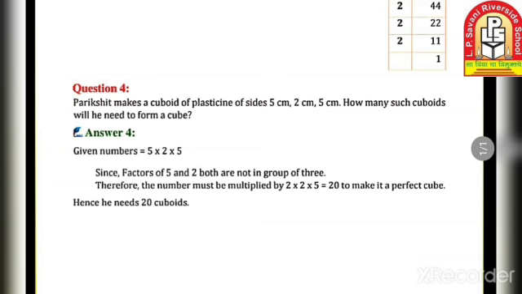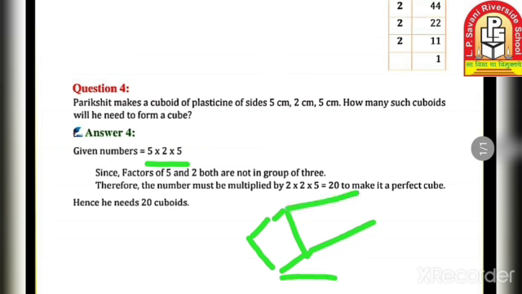In question number 4, Parikshit makes a cuboid of plastic with sides 5 centimeter, 2 centimeter, and 5 centimeter. How many such cuboids will he need to form a cube? So here we have to make a cuboid 5 multiplied by 2 multiplied by 5. You all know how we can draw the cuboid. First of all, draw the rectangle, then draw this kind of cuboid. Okay, so this is the method of drawing a cuboid.